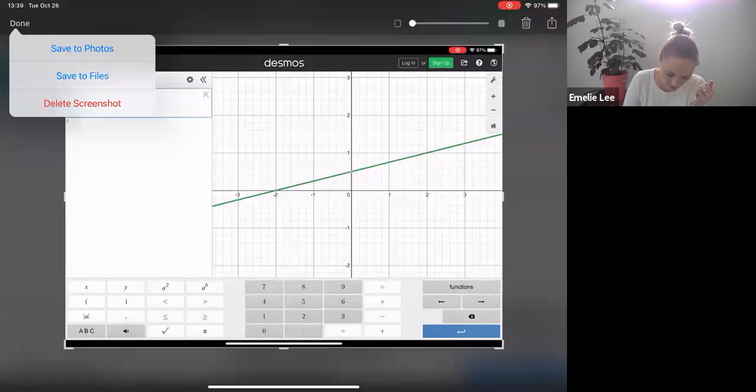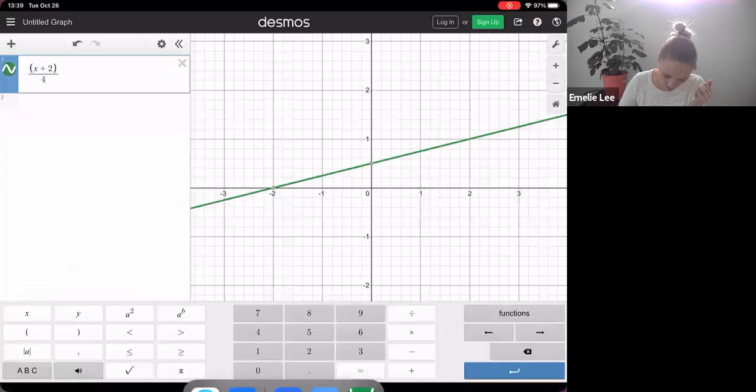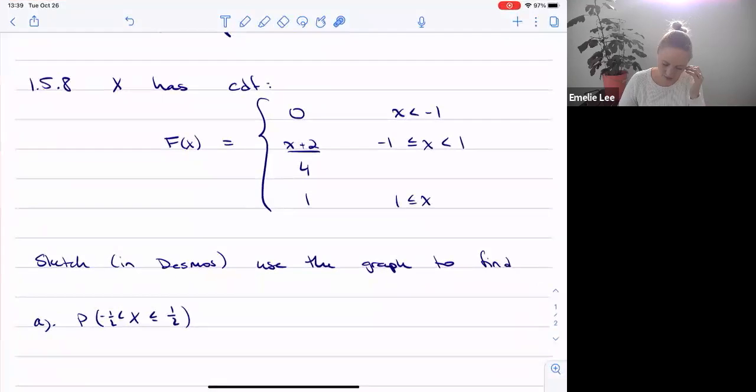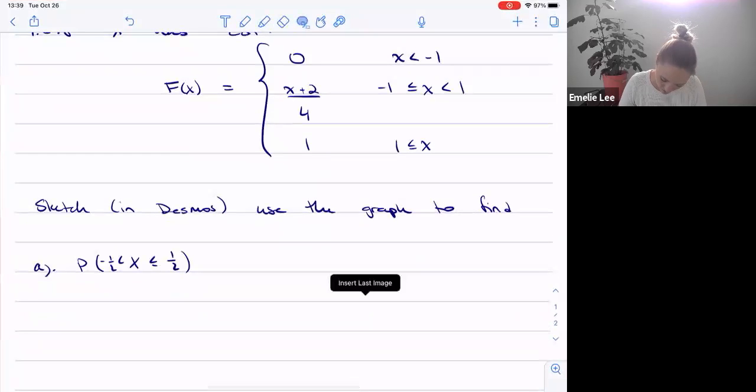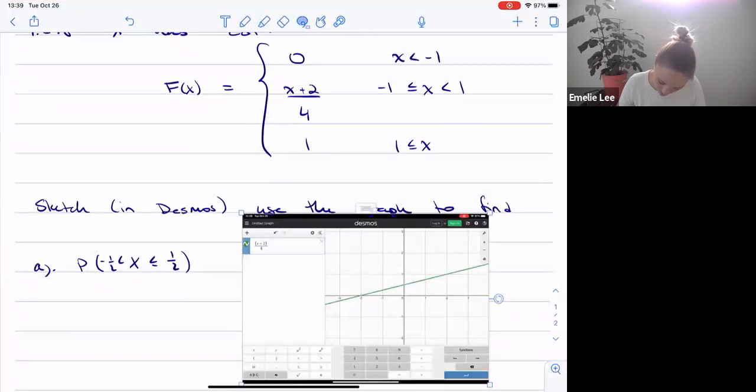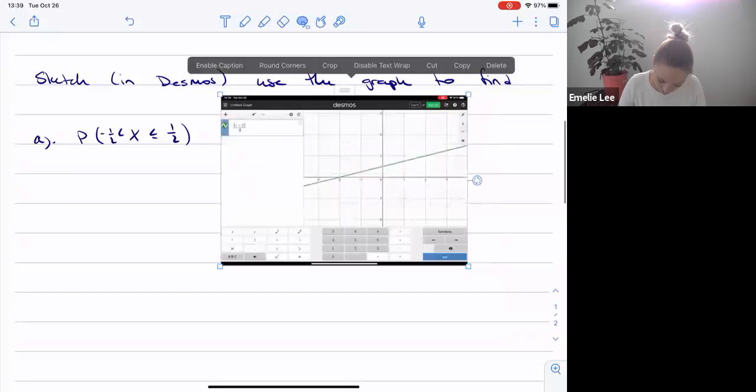Gonna screenshot that, save, bring it in. I'm getting better at this, I think.